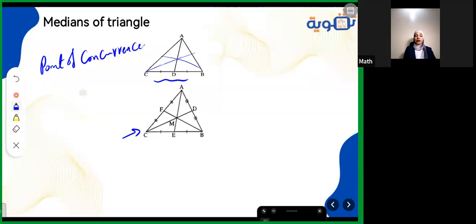The point of concurrence divides the median into the ratio 1 to 2 from the base and 2 to 1 from the vertex. So from the direction of the vertex, it's divided into the ratio 2 to 1. From the direction of the base, 1 to 2. If the median here is 9 centimeters, for example, I will divide it by 3. So the smaller part, its ratio is only 1, it will be 3 centimeters. But the bigger part here will be 6, its double.